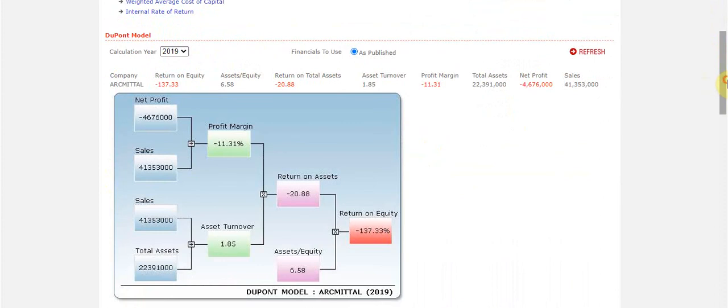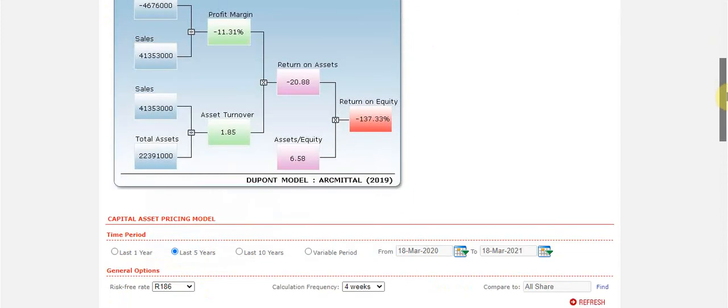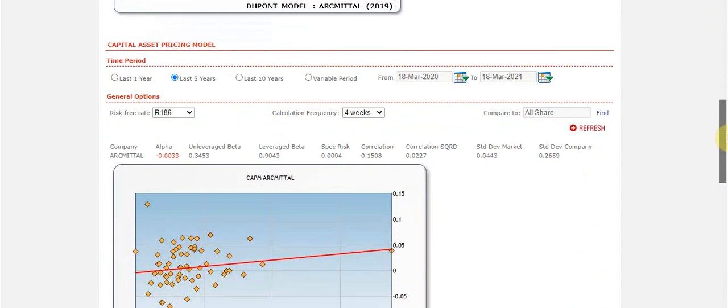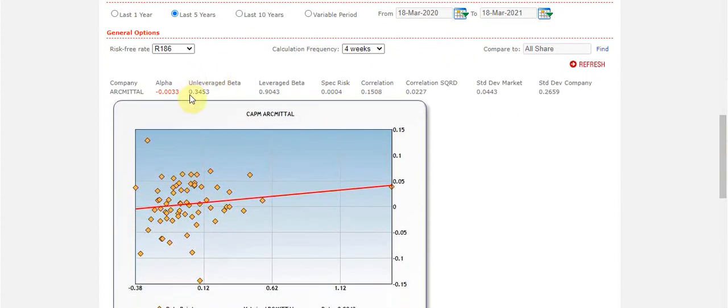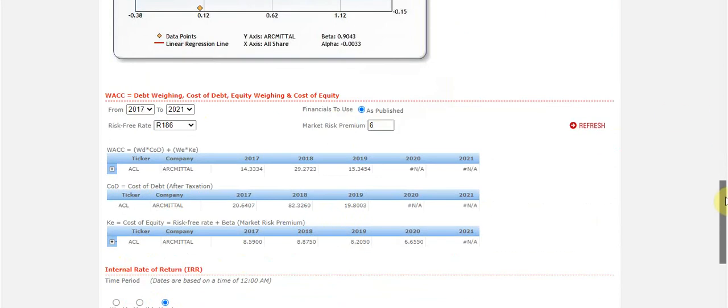So there's the calculatory year that they give you. They had a return on equity of a minus percentage. Their return on assets was negative. Profit margin was negative. Net profit was negative. So this company is not doing too well in terms of the DuPont analysis. If we look at the capital asset pricing model, they have provided us with a leveraged and an unleveraged beta. As you can see, it's very scattered. It's not really forming a straight line.